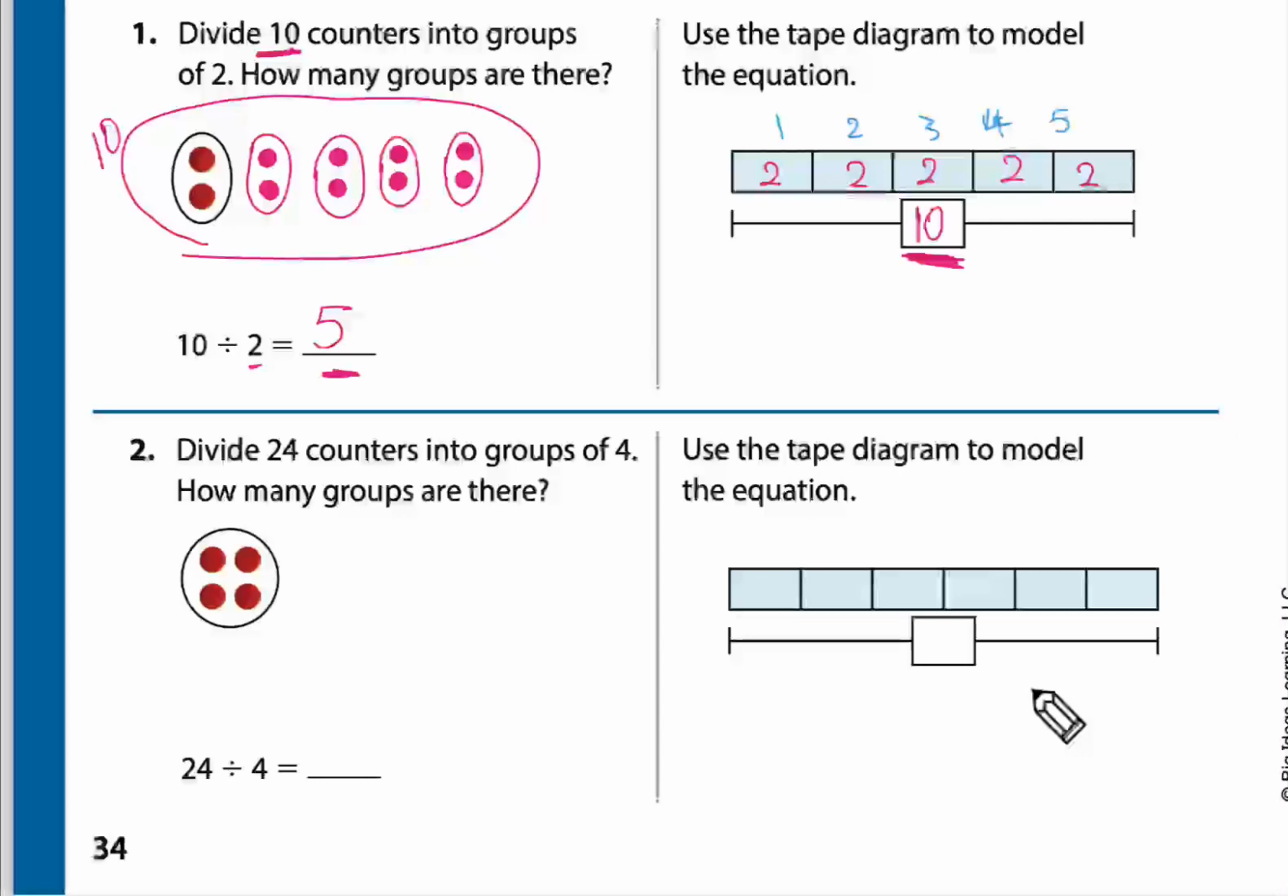Qusay? In question number two, we need to put 24 counters into groups of four. So the total here is 24, and the size here is 4. Okay, so let's do this.